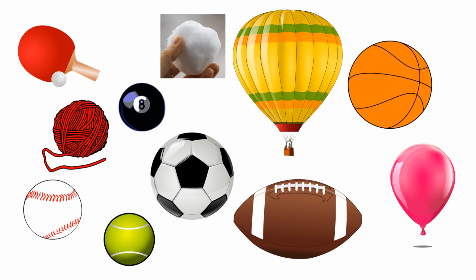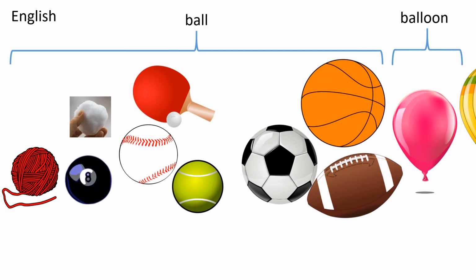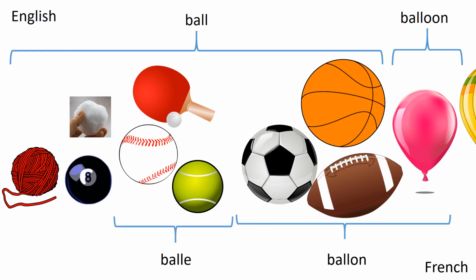In English, for example, most of these things are called balls, and 2 of them are called balloons. What's the difference between a ball and a balloon? In French, these are categorized somewhat differently. While these things fit into the balle category, these are called ballons. The main thing to notice is that some of the things that were in a different category from the balloon in English are in the same category with it in French. Can you figure out what makes a ballon a ballon?